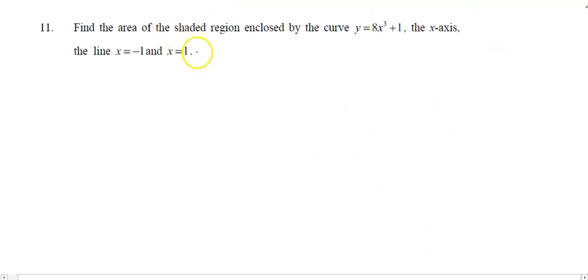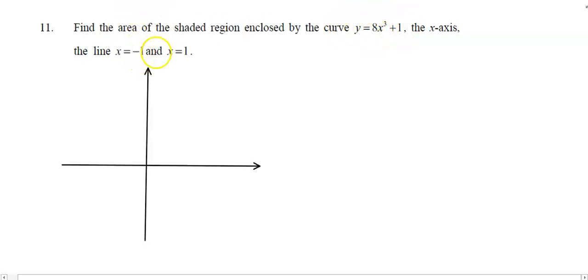Next, we shall move to question 11. Find the area of the shaded region enclosed by the curve 8x cubed plus 1, the x-axis, x equals -1 and 1. So again, first we have to worry about how to sketch the graph. Firstly, you must have your x-axis and the y-axis. And now you need to sketch 8x cubed plus 1.